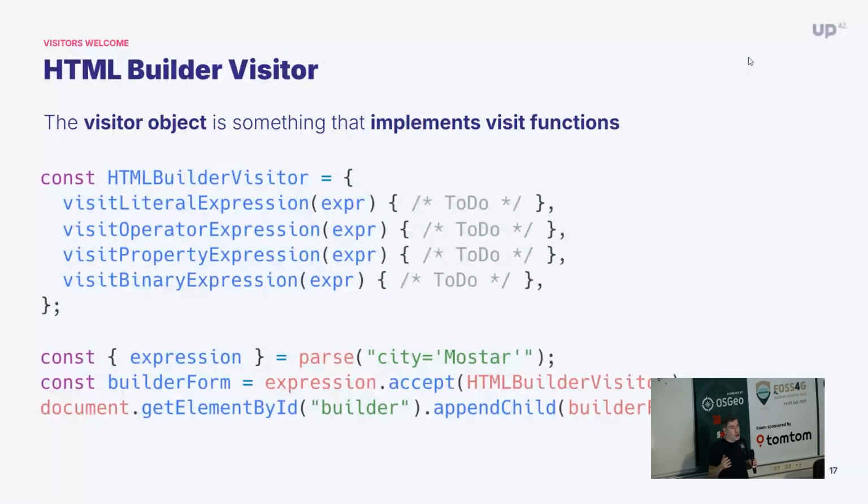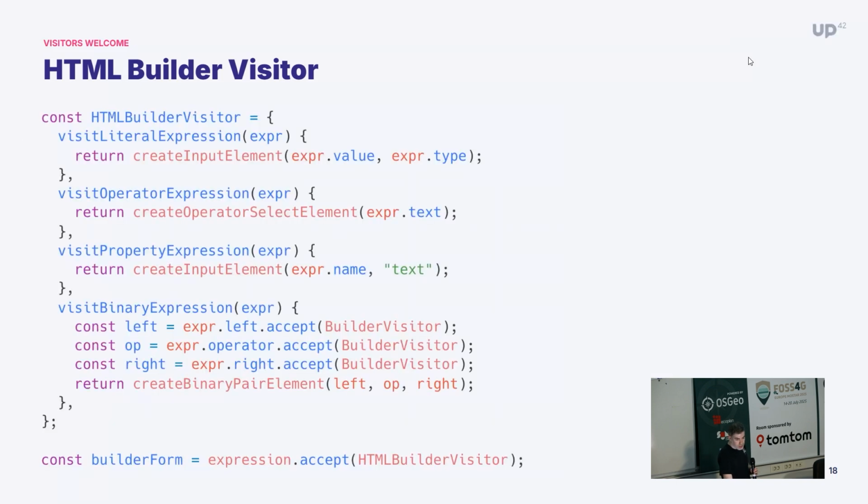So we have an object, a JavaScript object, a very basic one. It has inside four visit functions. Each of these will receive as an argument an expression and return an HTML element. Then we will parse whatever expression we want, and we can put it into our HTML document. Try to keep this as simple as possible and readable. And let's see how the actual implementation looks like.